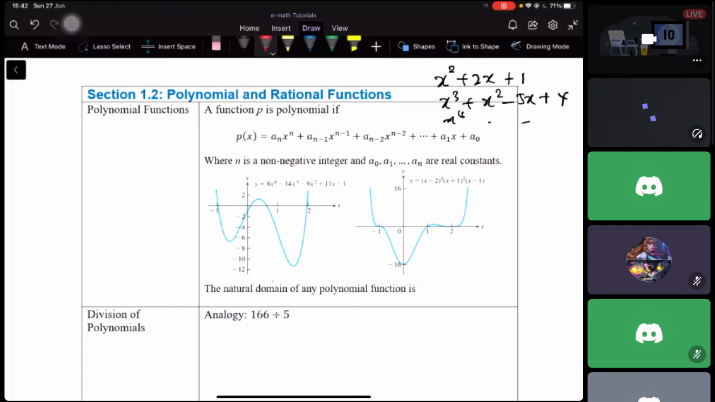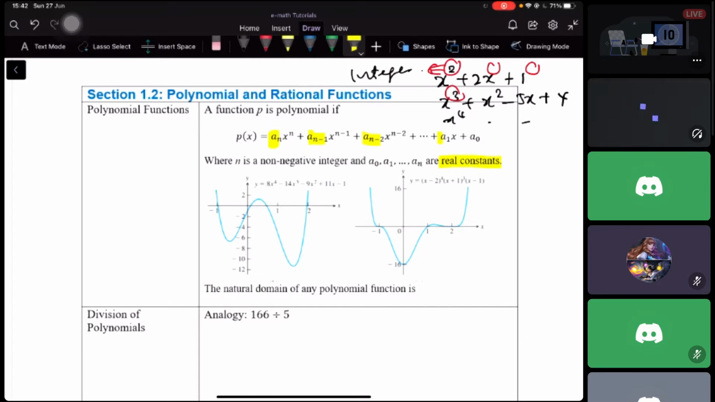As long as all the powers here are integers. They are all integers. And then you have this a_n, a_(n-1), a_(n-2). All of these are just constants. They are just real constants. They can be fractions, they can be irrational, like they can be pi, they can be e. They can be anything, as long as they are real, as long as they are not i.